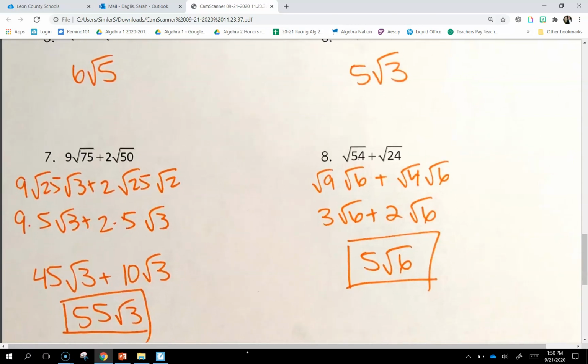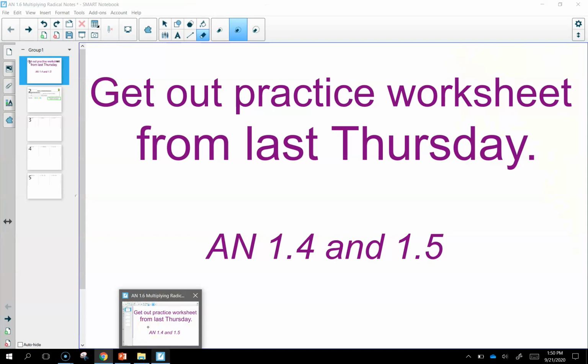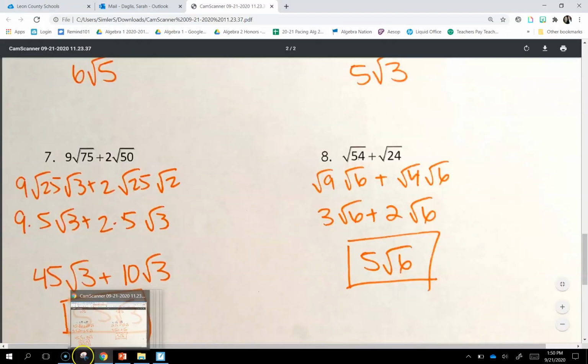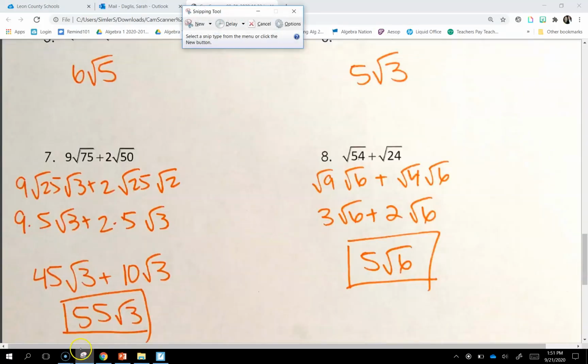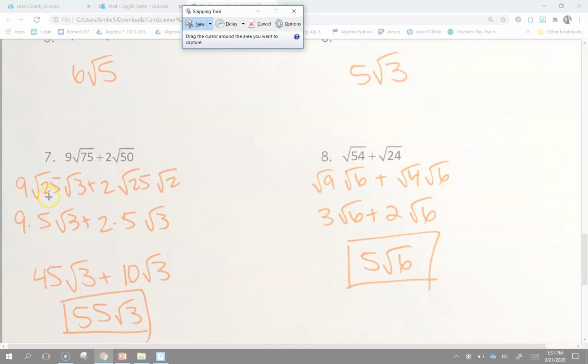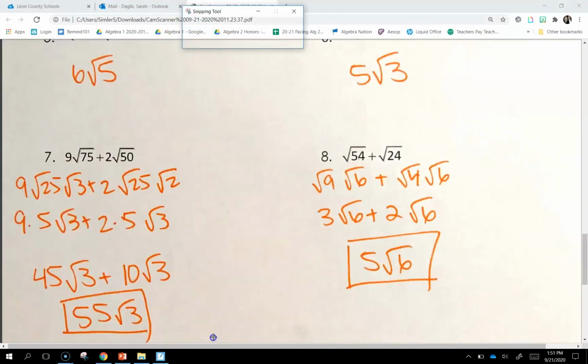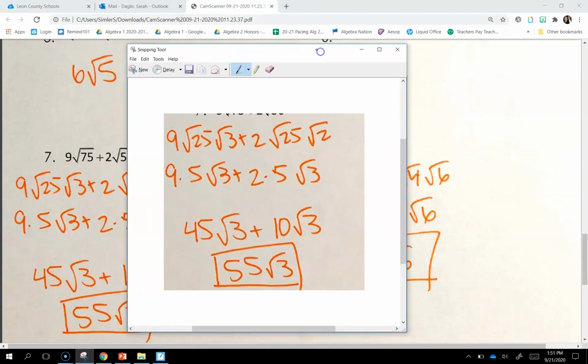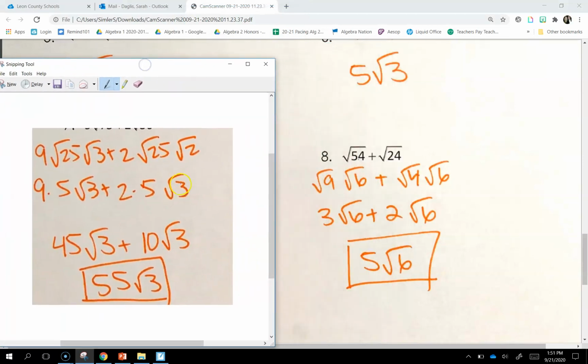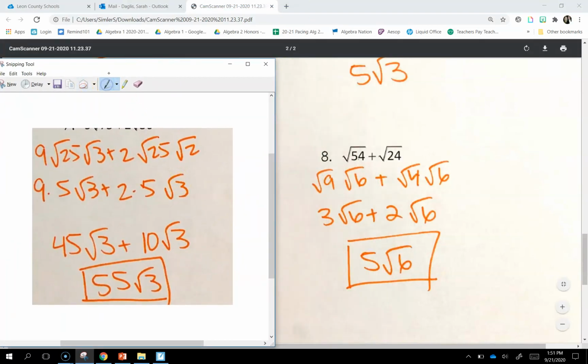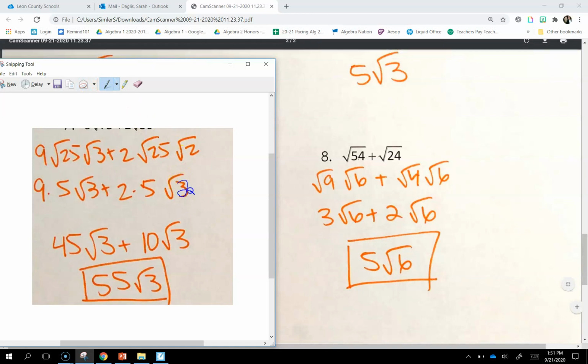I messed up this one. And then 50 is 25 times 2. So that should be 5, and that should be a square root of 2 right there. Let me see if I can fix that for you. So this, let's fix it. Okay. So this should really be a square root of 2.